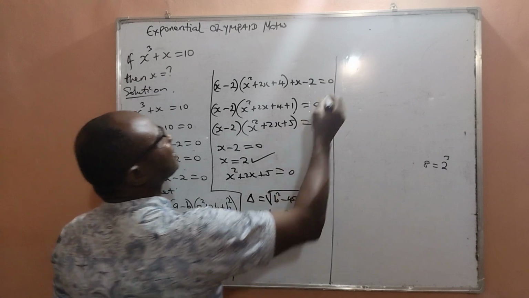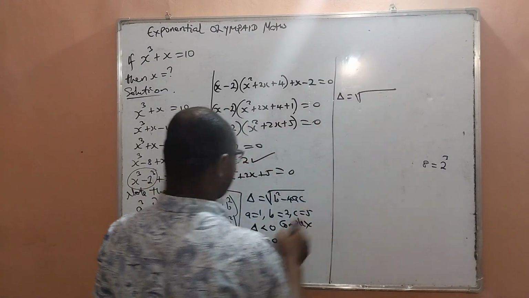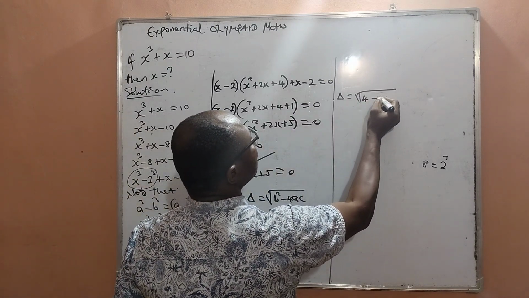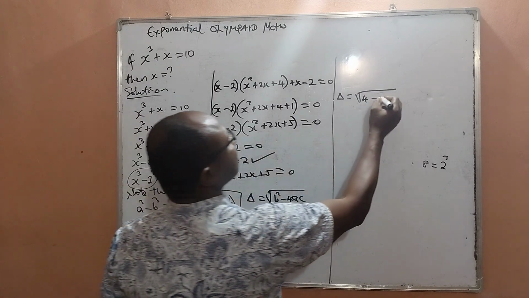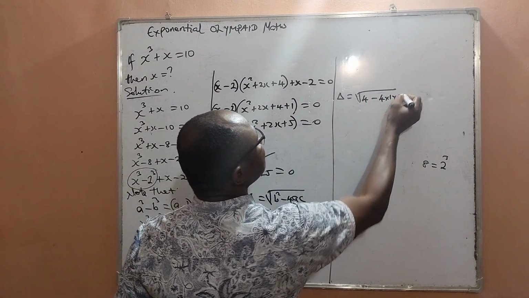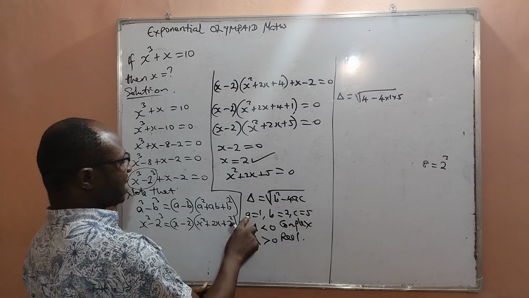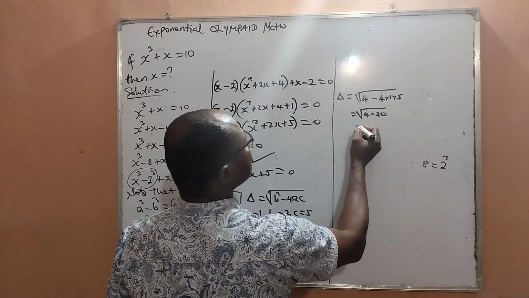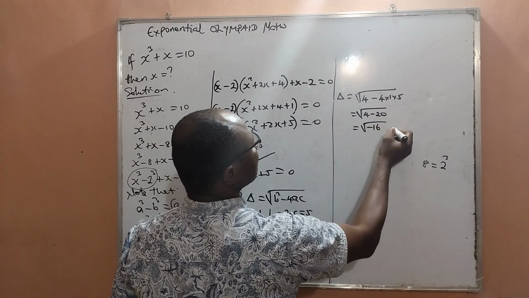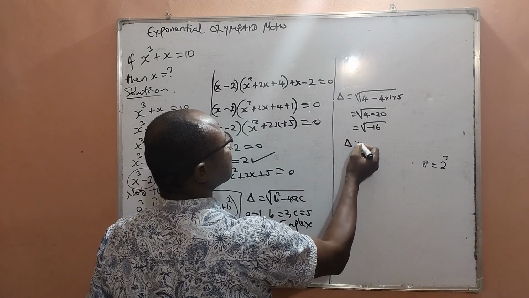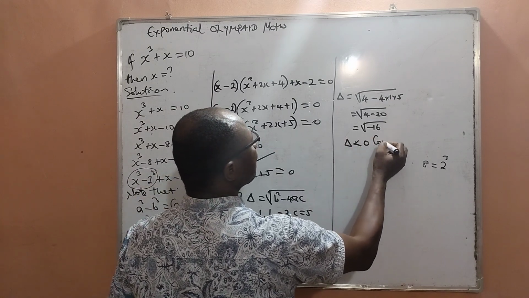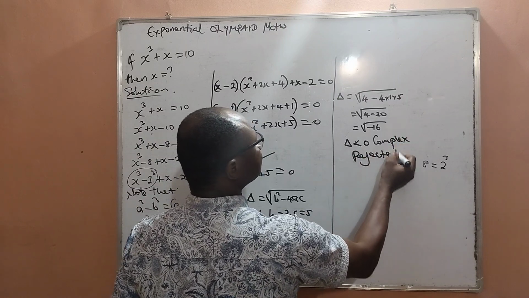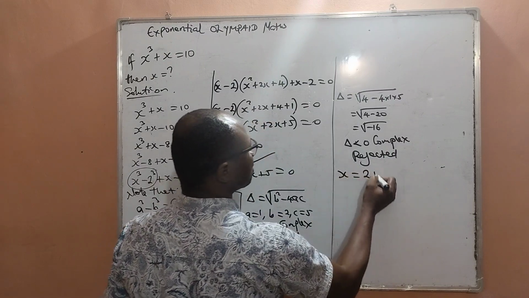Okay, so moving forward, delta therefore is going to be the square root of b squared, and the value of b here is 2. So that is 2 squared equal to 4 minus 4ac, which is 4 multiplied by 1 multiplied by c, which is 5. c is 5 and a is 1. So this is now going to be the square root of 4 minus 20. And that will be the square root of minus 16. Therefore, we say that delta is less than 0. So it is complex and therefore should be rejected. Rejected. Now, in conclusion, the value of x is equal to 2.